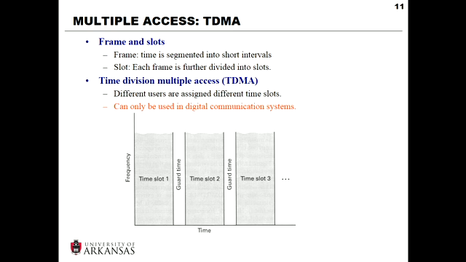Time division multiple access, different users are assigned different time slots. It can only be used in digital communication systems, because for analog signals we cannot segment them. But for digital, it's just 1s and 0s, which can be easily segmented. And FDMA can be used for both analog and digital. There's no problem there. But for TDMA, we can only use that for digital systems. So we have the 3 different time slots, and we might also have guard intervals here.